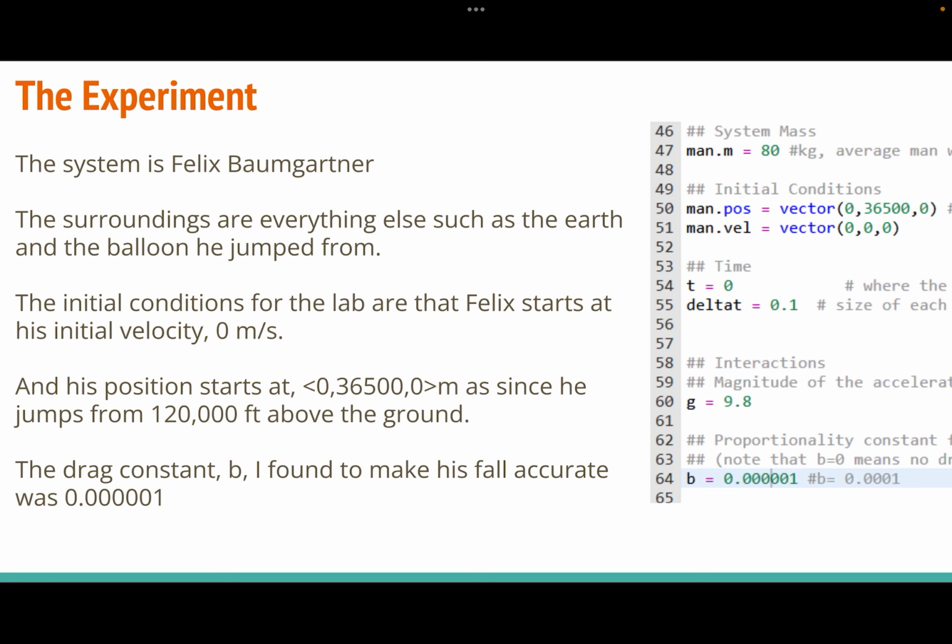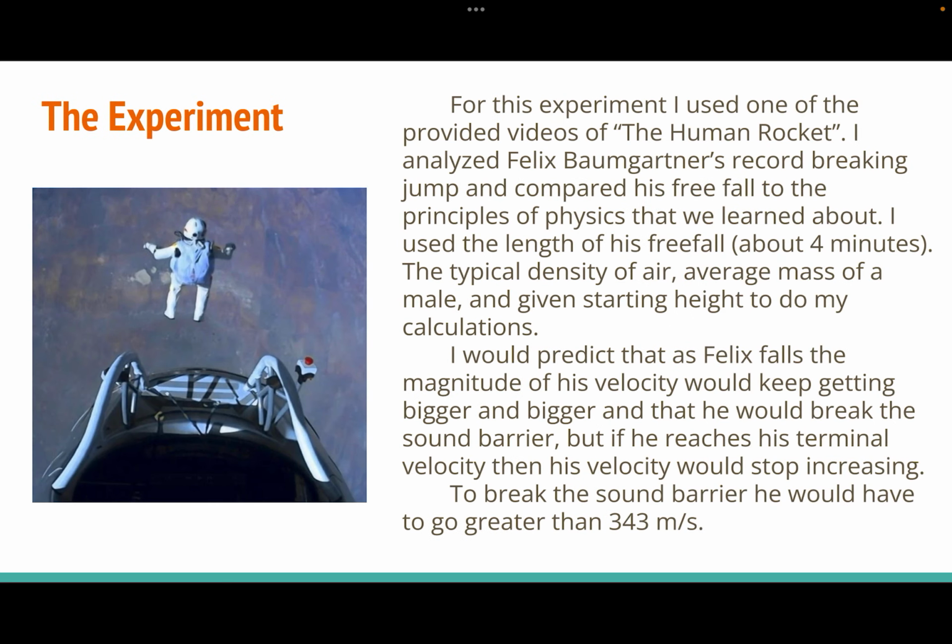For this experiment, the system is Felix Baumgartner, and the surroundings are everything else, such as the Earth and the balloon he jumped from. The initial conditions for this lab are that Felix starts at his initial velocity, 0 meters per second, and his position starts at 36,500 meters above ground, since he jumps from about 120,000 feet above ground. The drag constant B I found to make his fall accurate was 0.000001.